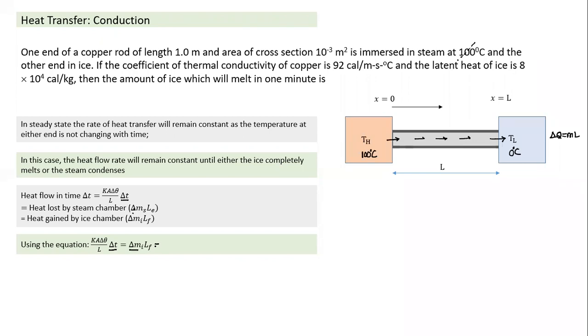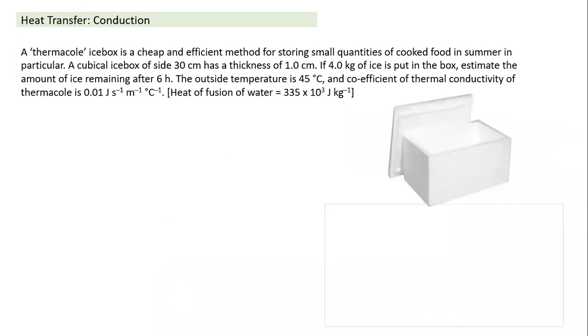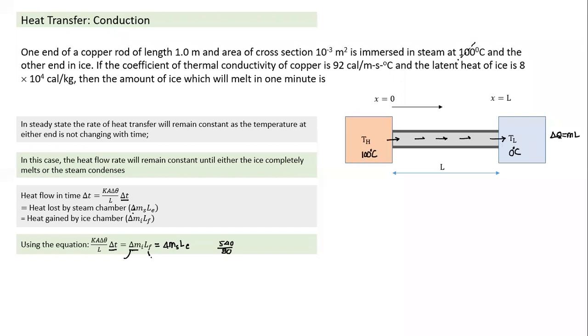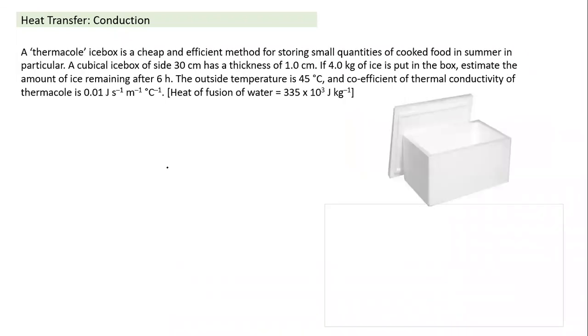Similarly, if the question was to find the rate at which steam will condense, you could have found that also. You can easily notice here that delta mi will be greater than delta ms because LF is smaller. The latent heat of fusion is 80, while this one is 540. So the rate of condensation of steam will be lower by a factor of 540 by 80 compared to the rate of melting of ice. But we can easily form the equation. This is an important point: with heat flow rate in time delta T, we equate it to the rate at which something melts.